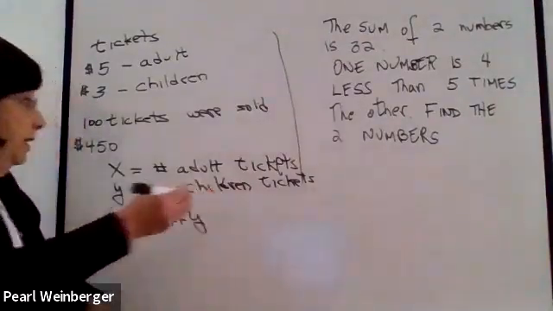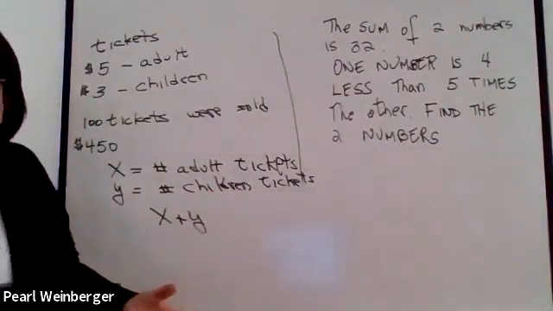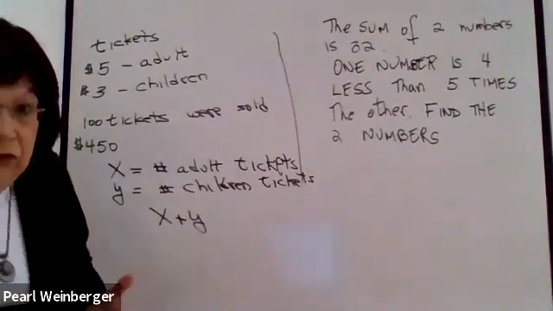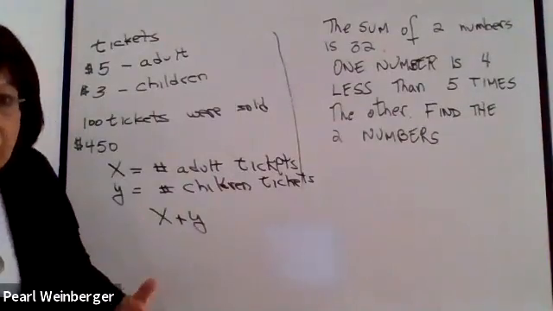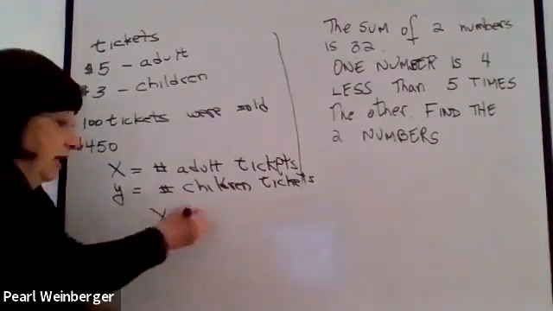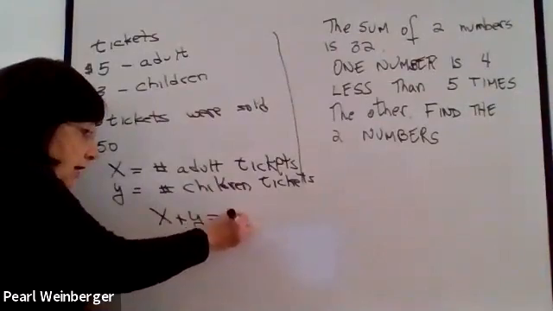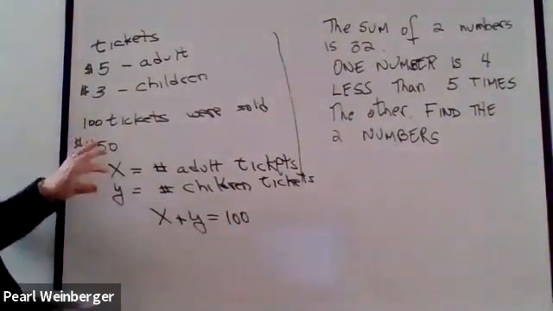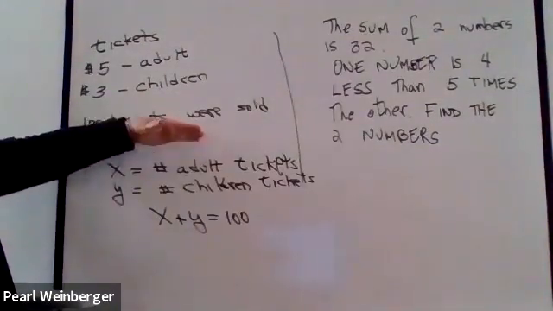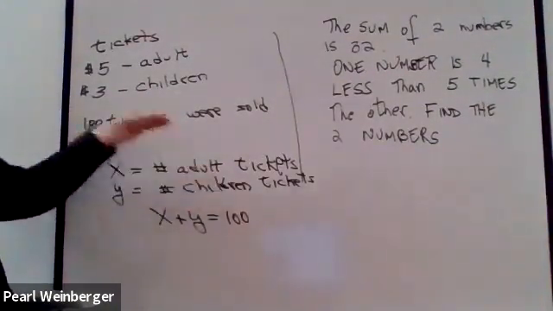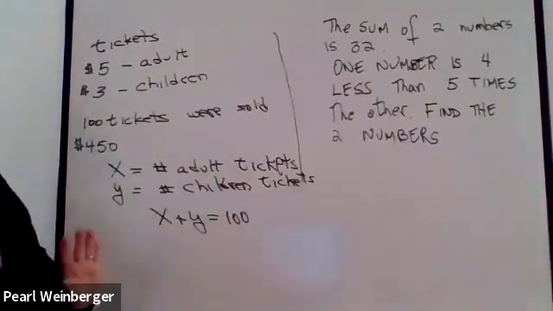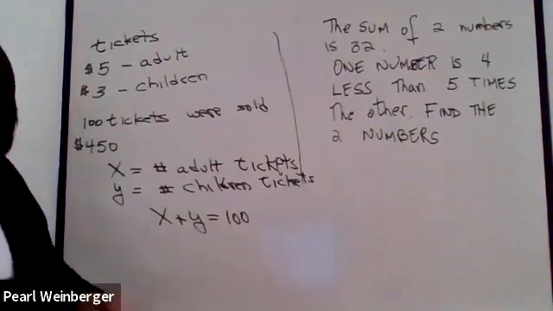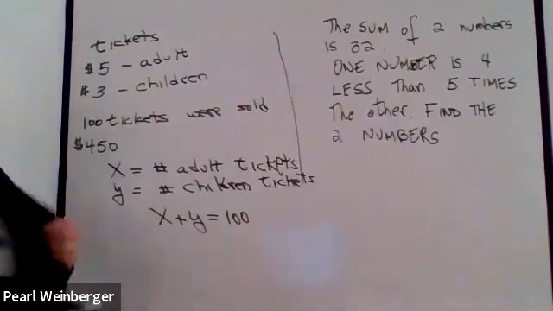The total number of tickets means everything together. What are we doing with it? They didn't use the word sum, but we're adding them. The total number of tickets, X plus Y, is 100. Here's our first equation. Add the X and the Y, the number of adult tickets to the number of children's tickets. That'll be 100. So adding the two together gives you the first equation.